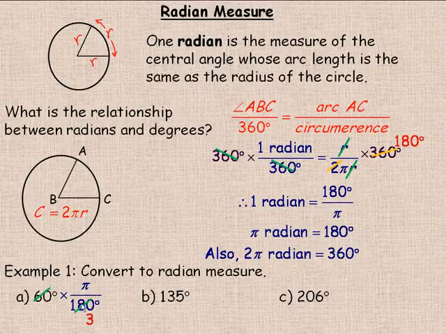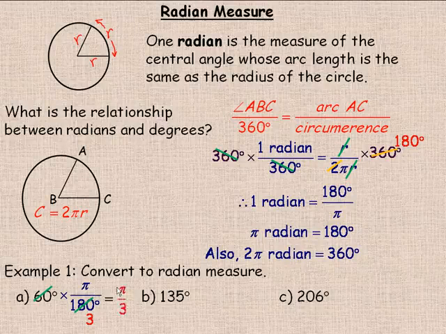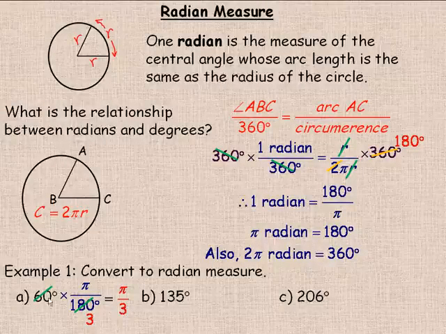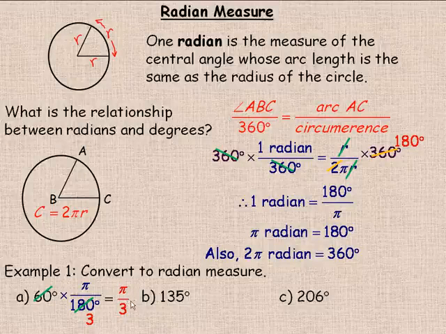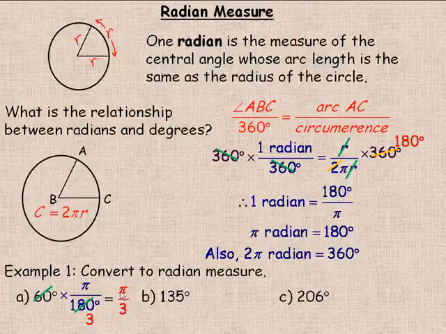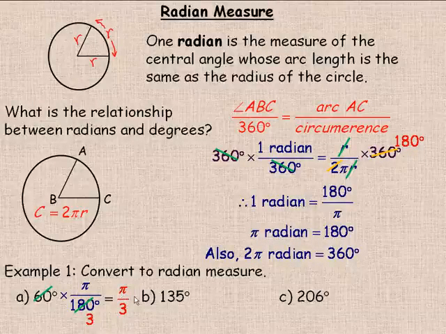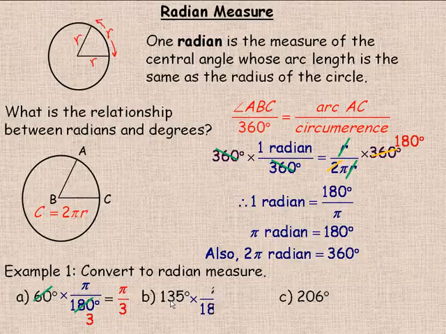So the 60 goes into 180 3 times, and so we're just left with pi over 3 radians. So 60 degrees is pi over 3 radians. Notice I'm not writing the word radian after the pi over 3, and that's because if you see an angle in terms of pi, it's automatically assumed to be in radians. Same idea with the 135 degrees.